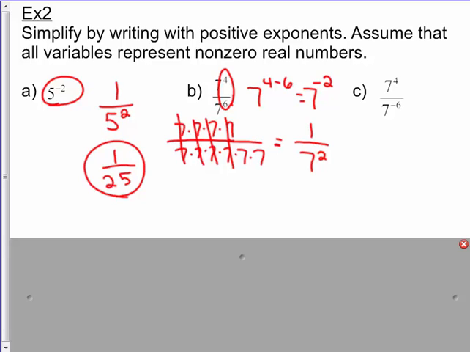In C, I'm going to subtract here. We have to be a little bit careful here when we have negative exponents. 4 minus negative 6. 4 minus negative 6 is 10. So we have 7 to the 10th. I could have also, well, if it's a negative exponent, it moves. If it's on the bottom, it moves to the top.